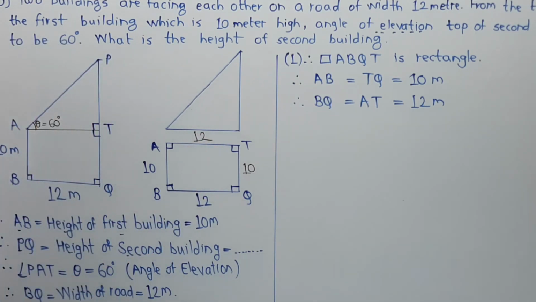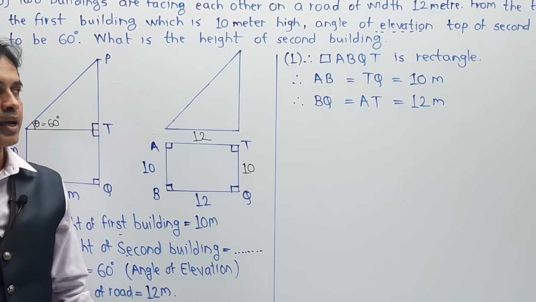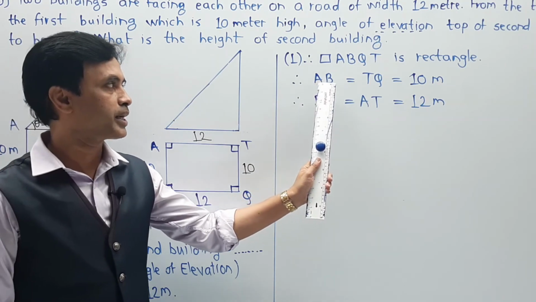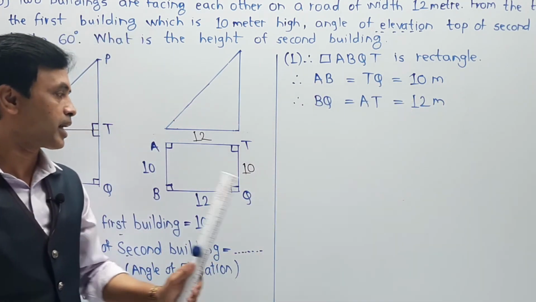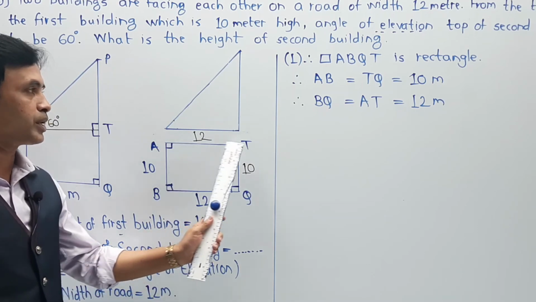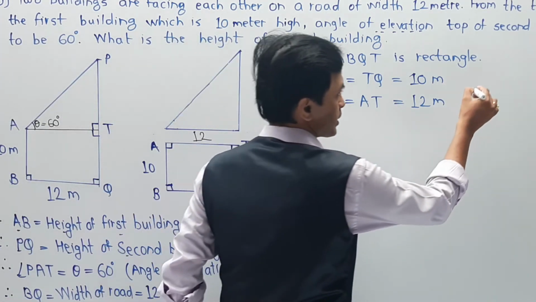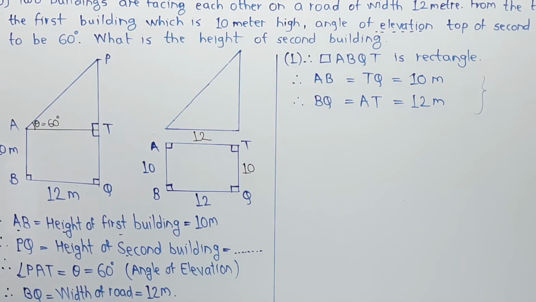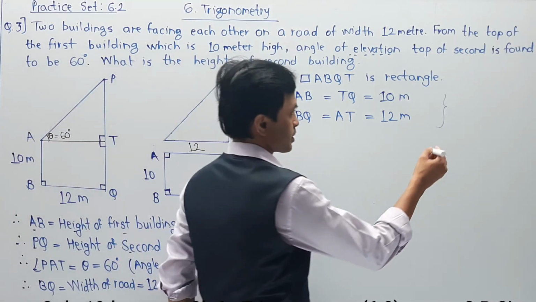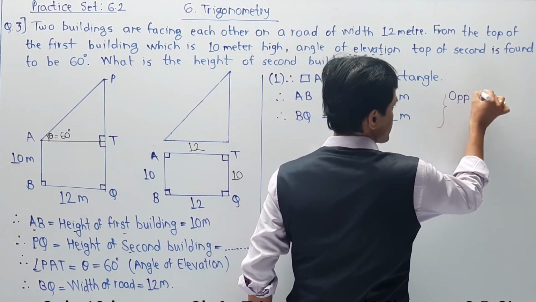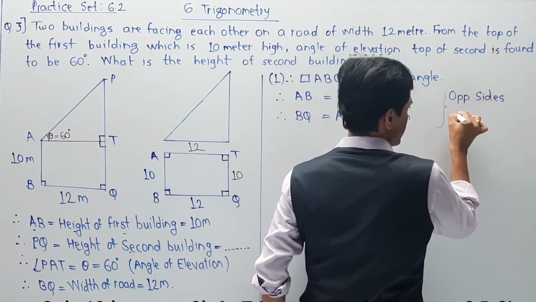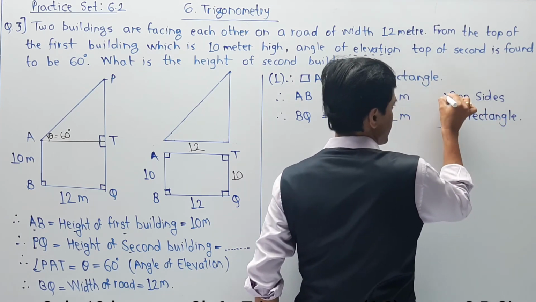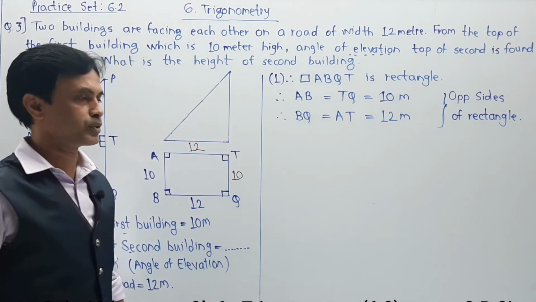Now, what is the next part to be taken into consideration? So friends, as we have written ABQT as a rectangle, we are able to get AB equal to TQ equal to 10 meter, and here the second part BQ equal to AT, 12 meter. For both parts you can give the reason, and the reason is nothing but opposite sides of rectangle. And in this way you are able to come to one conclusion.